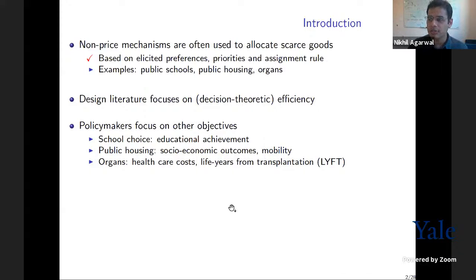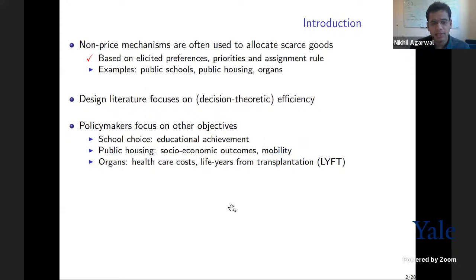The market design literature here focuses usually on several notions of what makes a mechanism good, but one of the central notions in this literature is a decision theoretic notion of efficiency. So are agents getting objects that they prefer more? But if you talk to policymakers in this space, they will often focus on other objectives. So in school choice, the superintendent of the school might care more about educational achievement than matching students to the schools that they like the most.